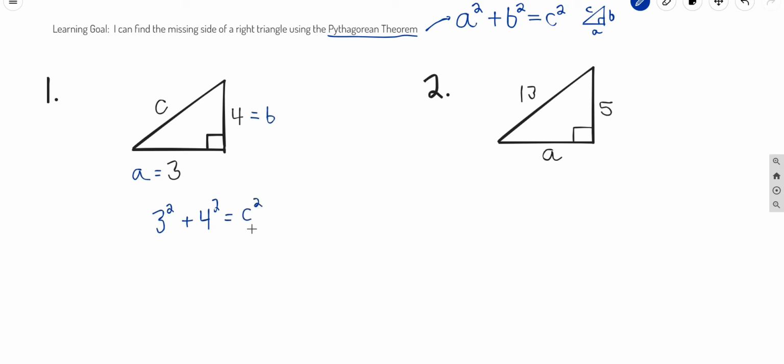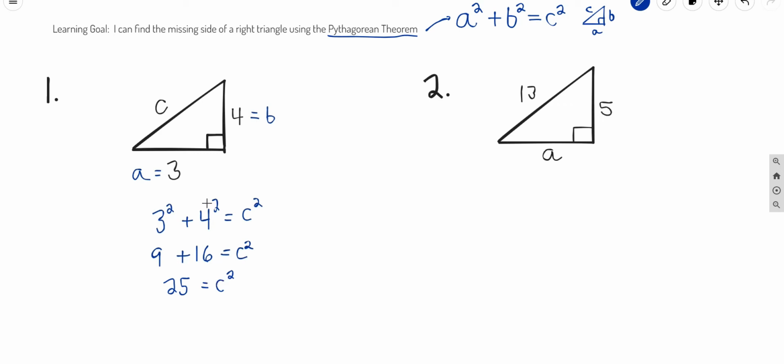Now we'll do a little bit of simplification here. 3 squared is 3 times 3, that's 9. 4 squared is 4 times 4, that's 16. And c squared is still just c squared. 9 plus 16 is 25 equals c squared. And now we've just got one more step. We've got to take the square root of both sides of our equation.